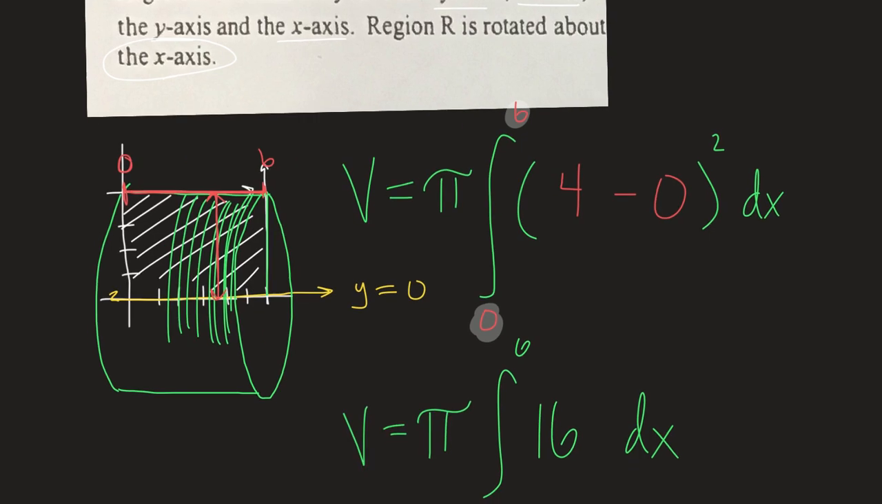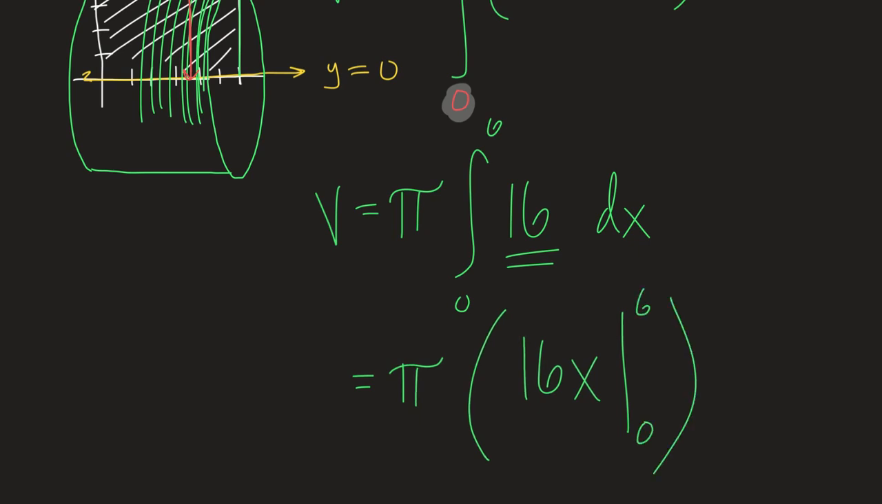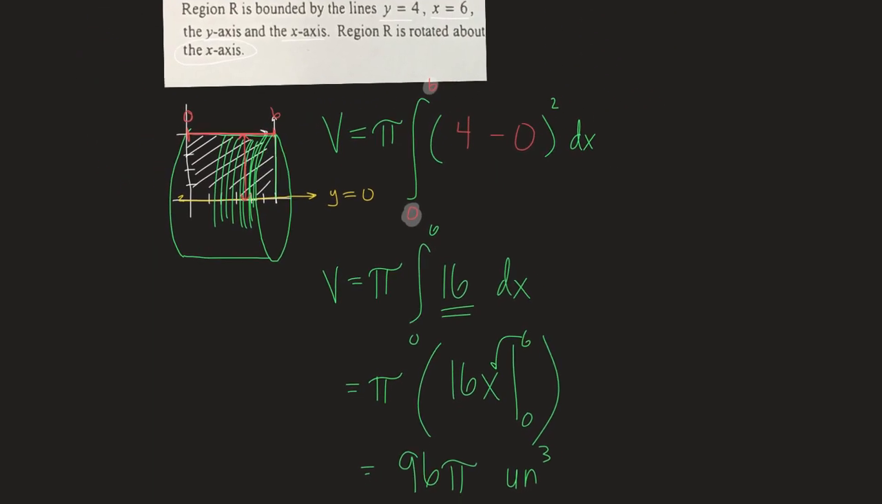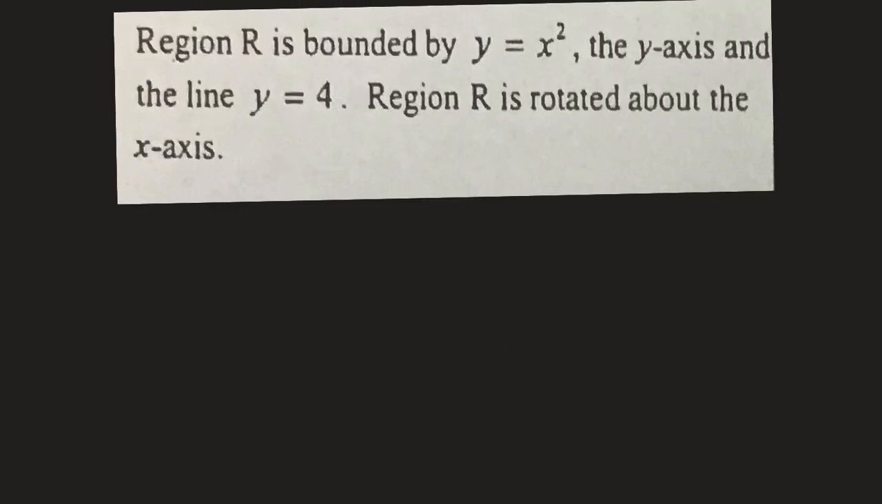If you have a calculator, it's handy to slap that in there. If not, then we take the antiderivative of 16, which is 16x, and evaluate that from 0 to 6, which means 6 times 16 is 96. 96 pi will be the volume for that cylinder. When we rotate that area around your x-axis, we get a total volume of 96 pi. So that one was pretty easy. Let's look at some others.